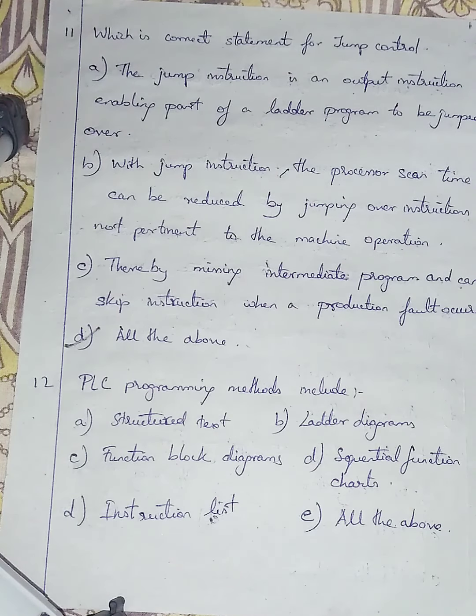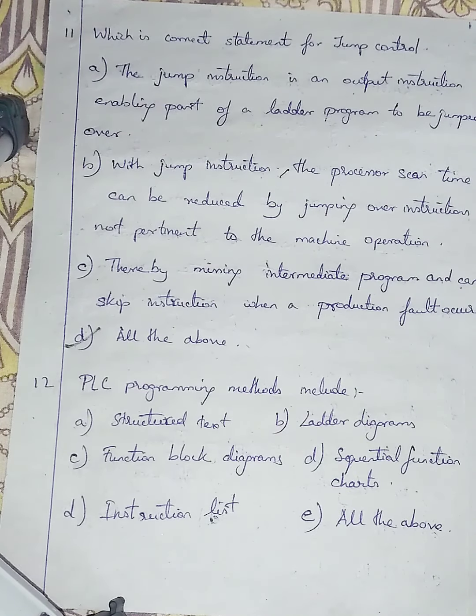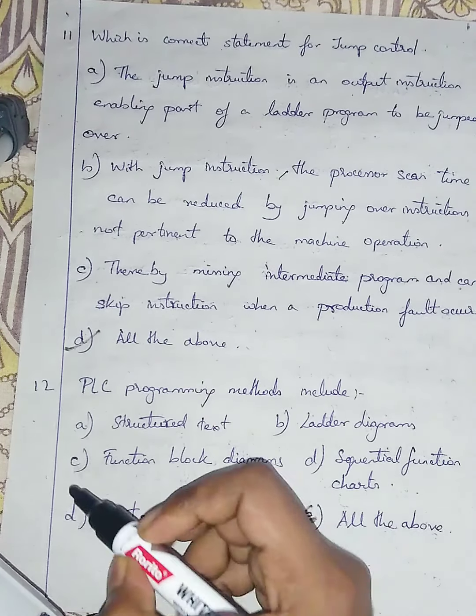Question number 12, PLC programming methods include. Option number A, structural text. Option number B, ladder diagrams. Option number C, functional block diagrams. Option number D, sequential functional charts. Option number E, that is instruction list. Option number F is all the above.